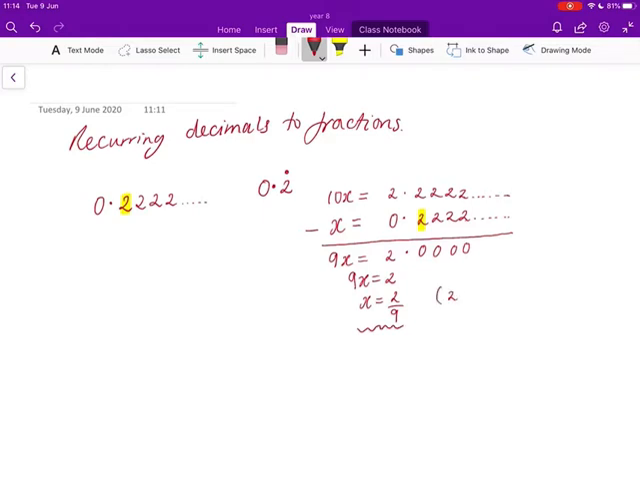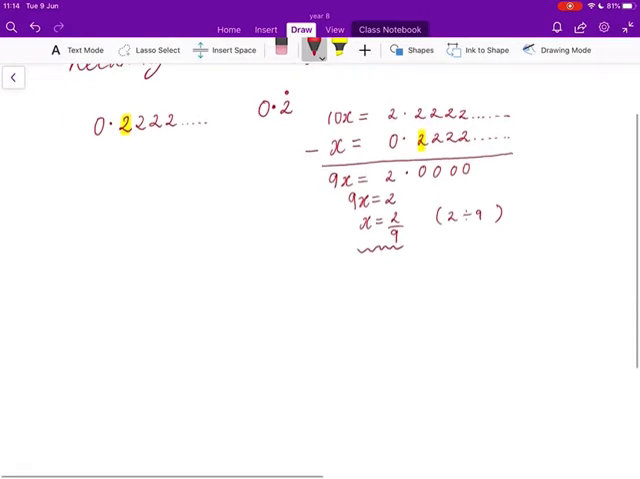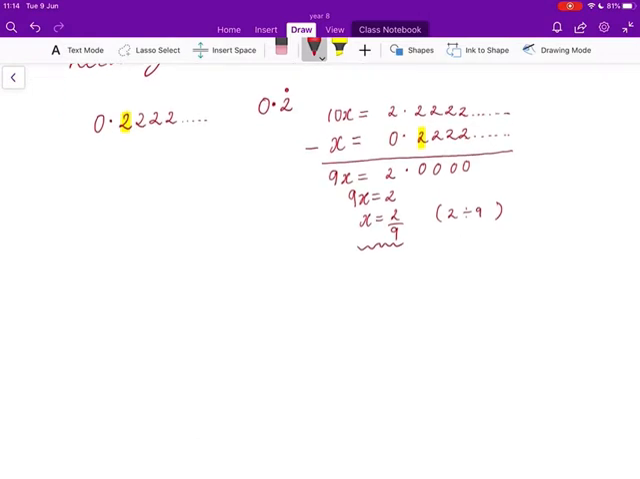2/9. And if you check that on a calculator, if you typed in 2 divided by 9 and put it as a decimal, it should give you 0.2 recurring. Okay, let's look at a different one.